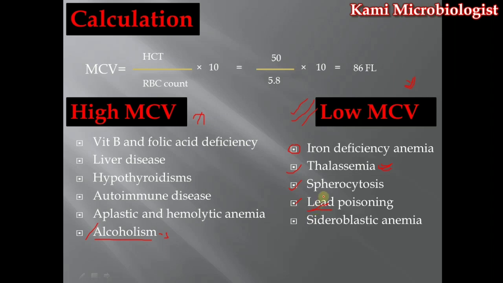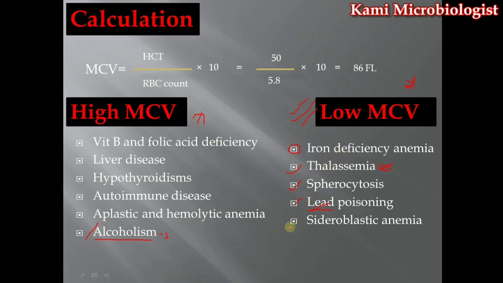Due to lead poisoning: lead is a chemical substance, a heavy metal. If the heavy metal is taken in through respiration, or through eating, it will stop the synthesis of hemoglobin. So when hemoglobin is not synthesized, the RBCs will be small.